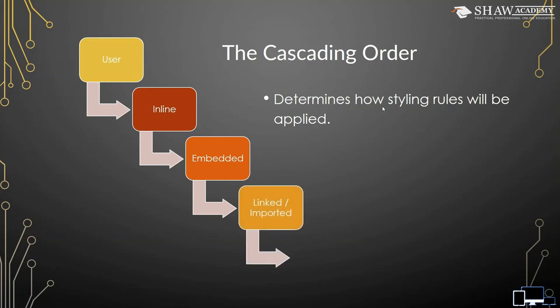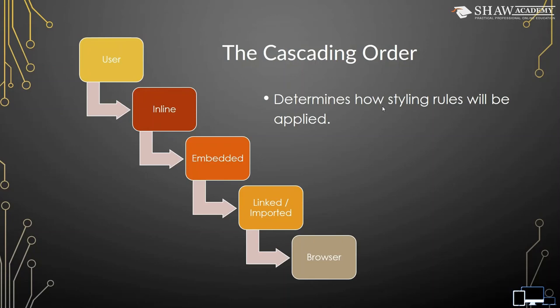The next one down is linked or imported style sheets. You'll notice they're both on the same level. So linked and imported style sheets are on the same platform on the cascading order, and they come in next. And then the styles that have the least authority are the browser styles. It's very easy to overwrite the browser styles, because that's the way they're written. They're written to be overridden, and so that's the cascading order.